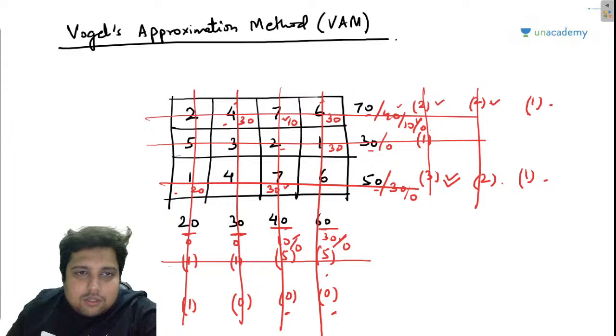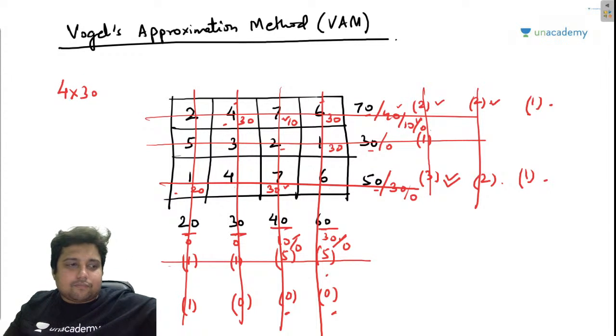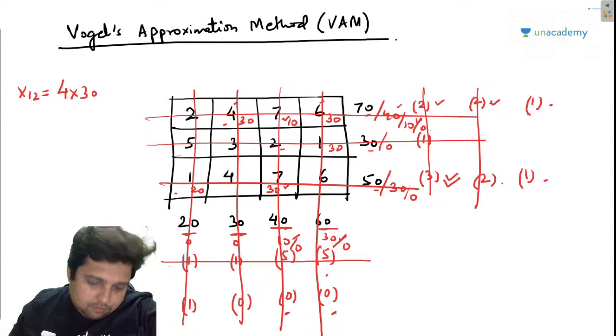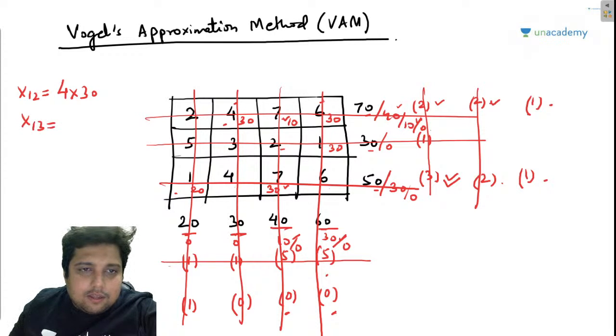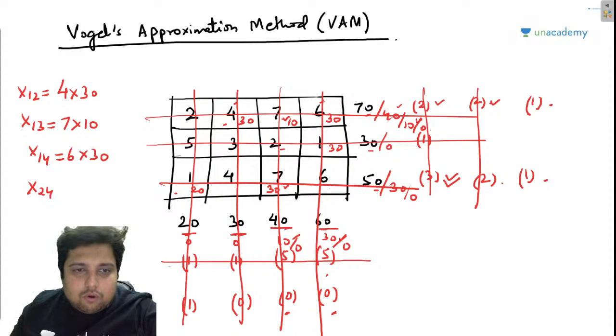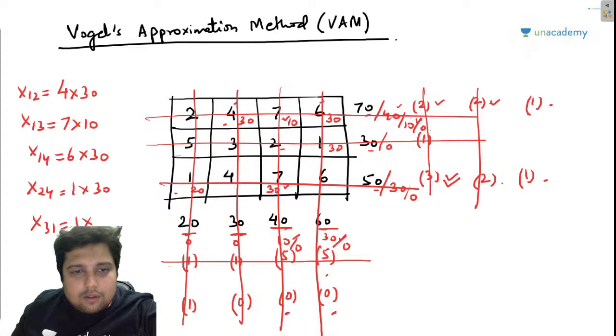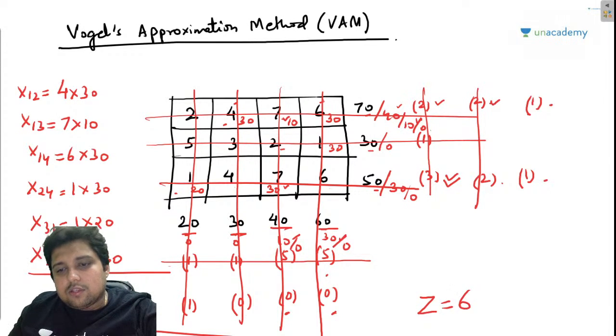Let me write. So this is 4 into 30 at x12, x13, 7 into 10, x14, 6 into 30, x24, 1 into 30, x31, 1 into 20, x33, 7 into 30, the total. Let me write the total here, otherwise most of you won't be able to see this. 630.